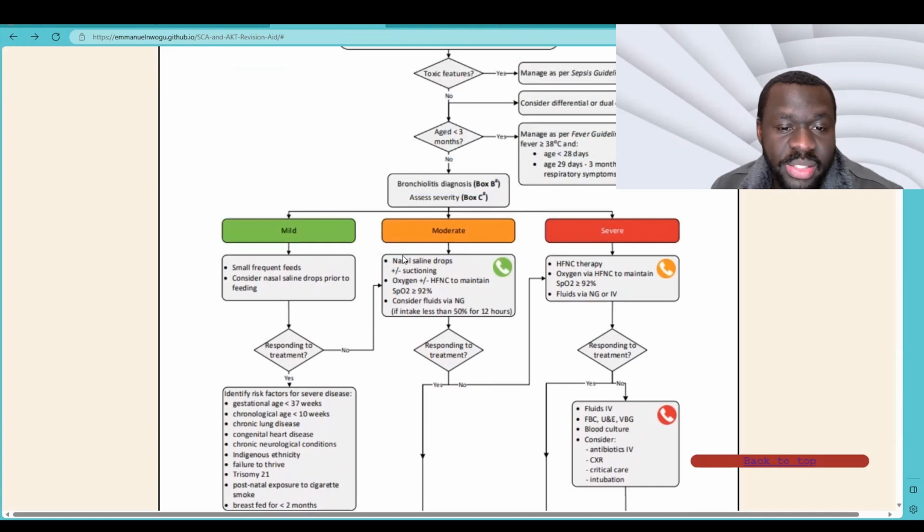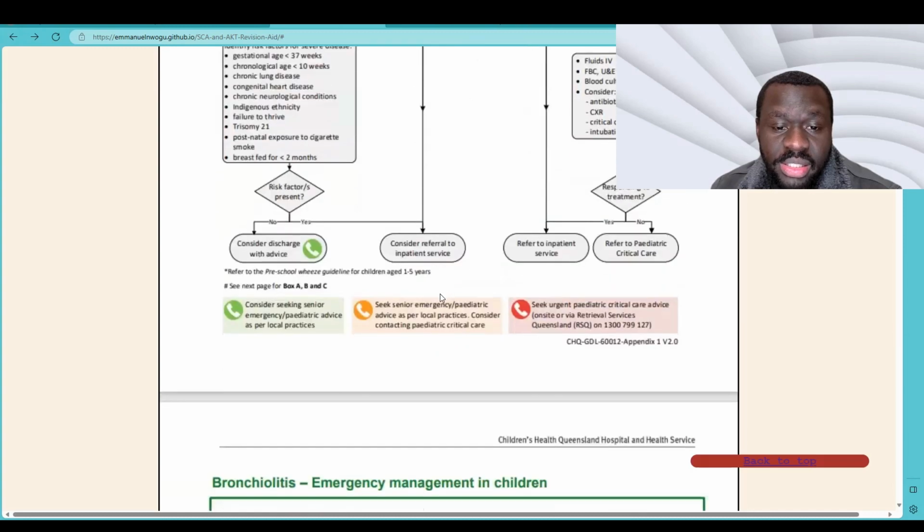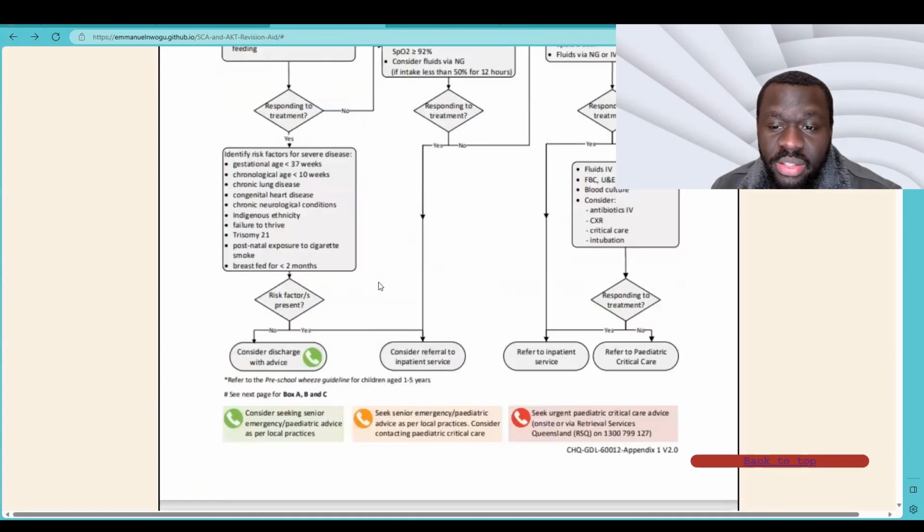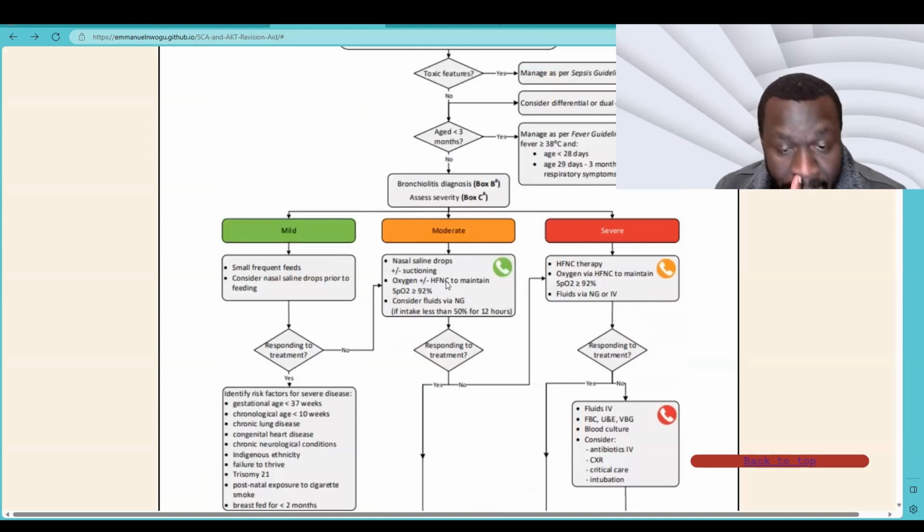With moderate bronchiolitis, moderate symptoms, nasal saline drops. Nasal saline drops are very important, plus or minus suctioning, you need to clear the airway. Oxygen plus HFNC, high flow nasal cannula oxygen, to maintain SpO2 of 92 or more. Consider fluids via NG tube if intake is less than 50% for 12 hours.